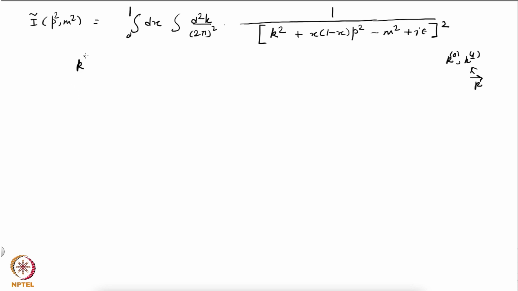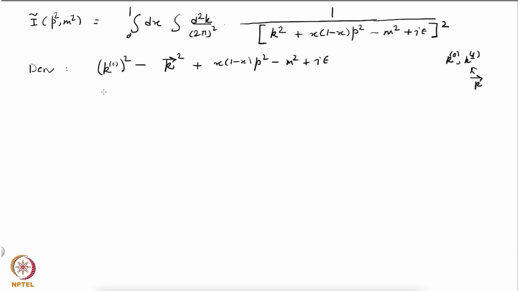So k square, the denominator is k0 square minus k vector square.